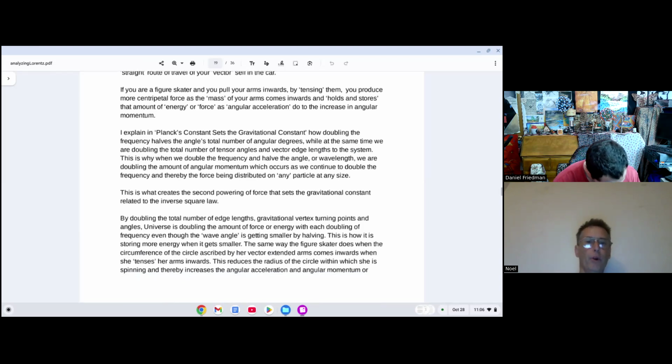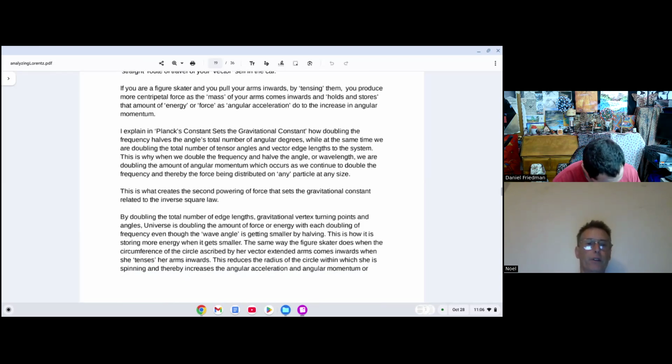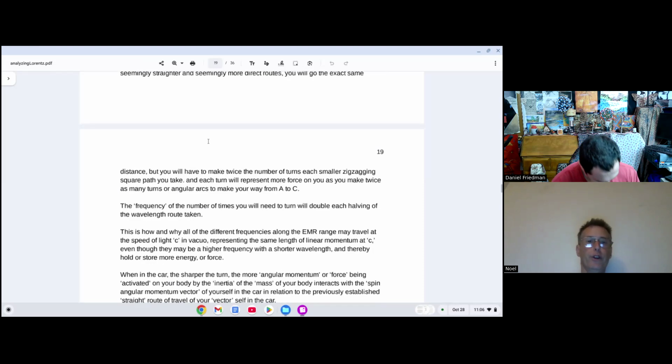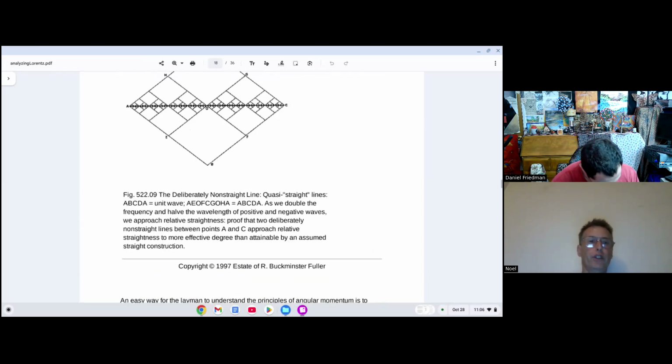So the more times you have to turn, the more angular momentum you have and the more force that's being created within that associative principle.